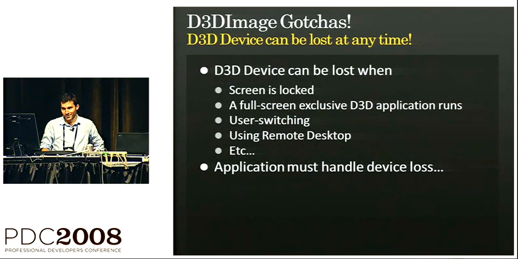Your D3D device can be lost at any time. This is why you have this availability change notification that you subscribe to. If you saw in my pseudocode, you're subscribing to this notification. Whenever you lock the screen, you'll lose your D3D device. When you run a full-screen exclusive D3D application, you're going to lose it. When you do user switching, remote desktop, there are other conditions. So you have to be able to handle this condition of losing the D3D device. Otherwise, your app would break the first time you locked your screen. That's why we have all these notifications.